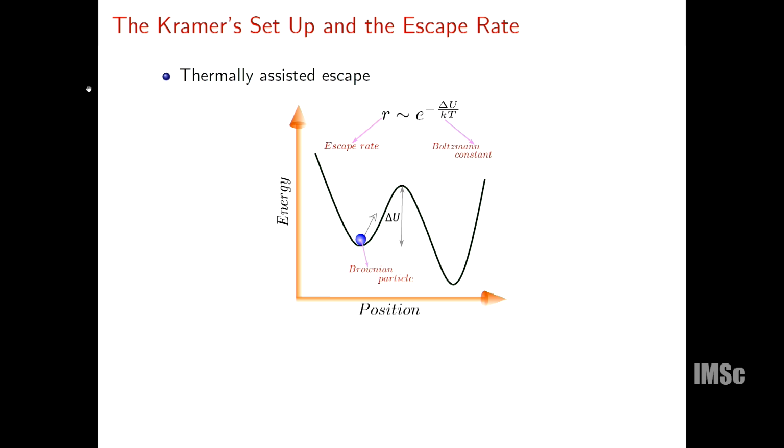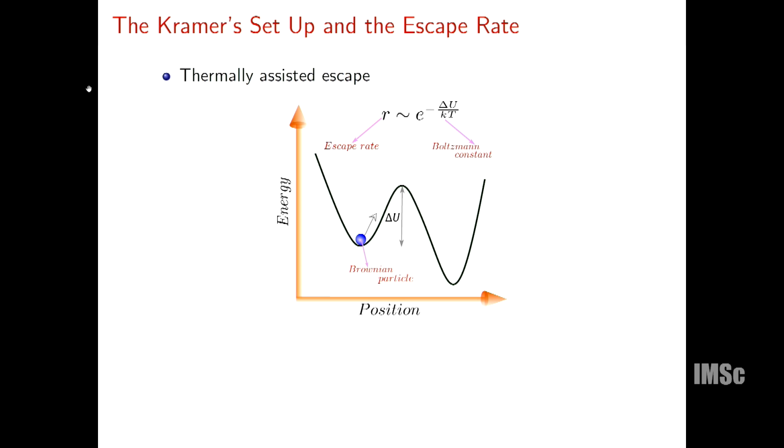With this motivation, I will move to the Kramer setup and the escape rate. So consider a single Brownian particle in some kind of potential, one dimension potential, and particle is trapped in some local minima of that potential function, and the whole system, the particle plus the potential, is kept in some medium which is maintained at temperature T, capital T, and hence the particles in the medium will always give thermal kicks to these Brownian particles.